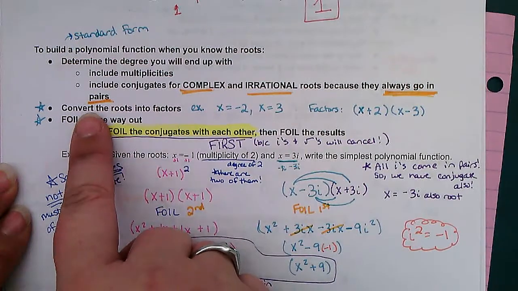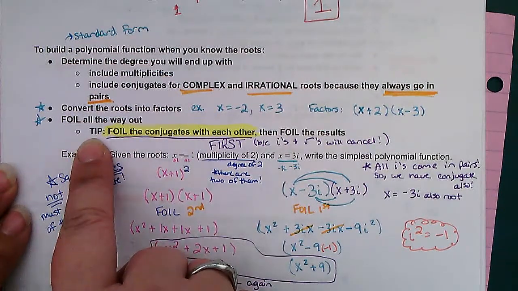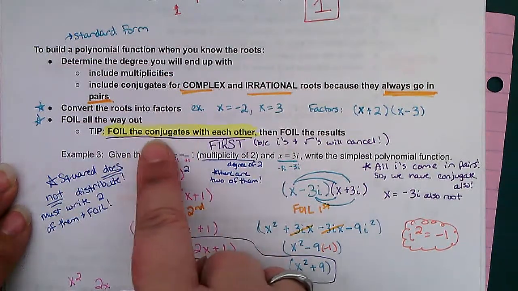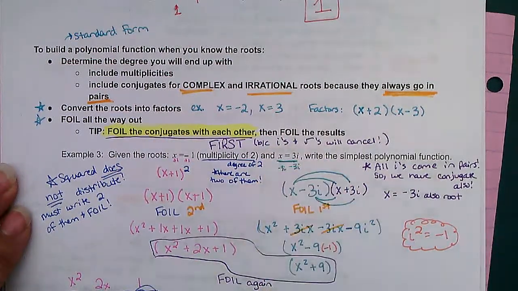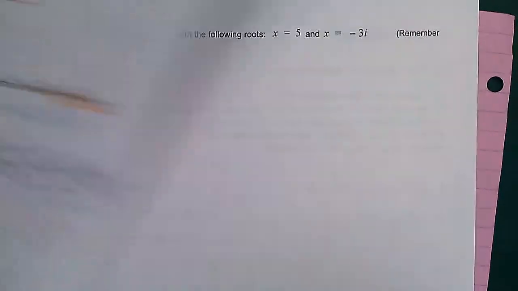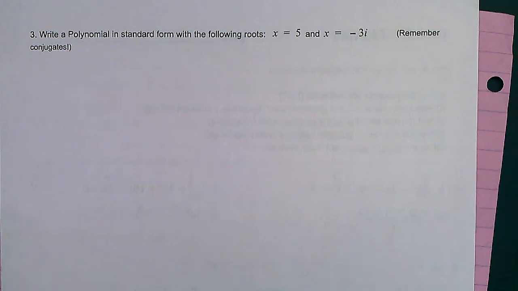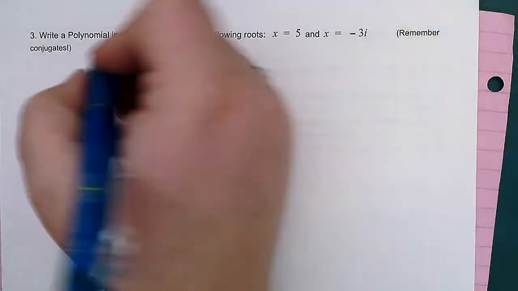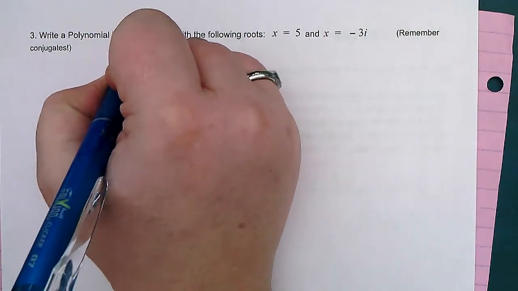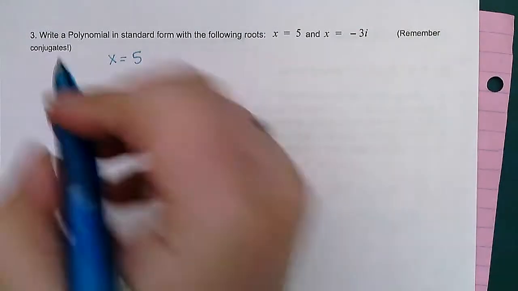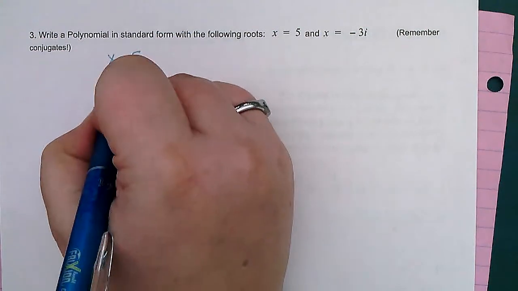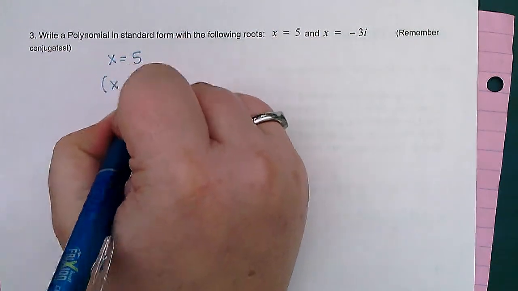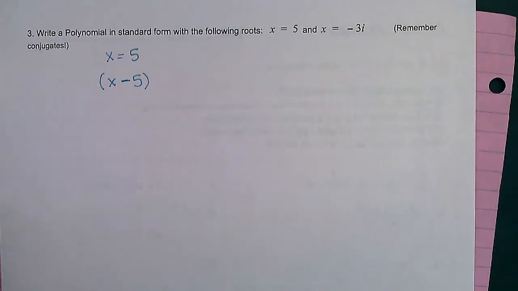You have to first convert all the roots into factors and then FOIL. Remember, your tip is that you always have conjugates and to FOIL them together first, because the i's and square roots, if we have any, will cancel. Okay, so first thing we have is x equals 5. So I'm going to write it here, x equals 5. That's a root. To change it to a factor, all I do is change the sign and put it in parentheses.